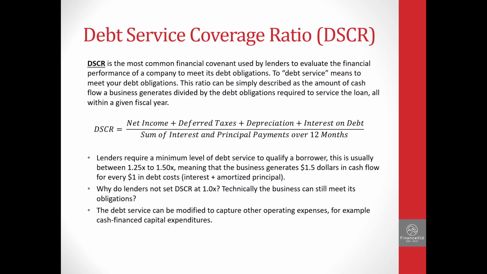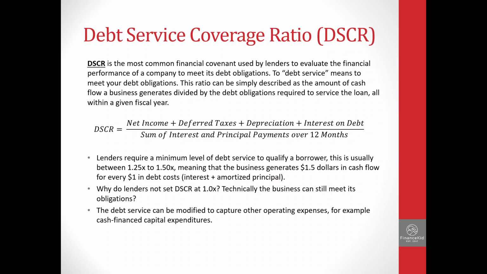Okay? So let's jump into the financial covenant that we were talking about on the last slide, debt service coverage, or DSCR. I use DSCR because that's what all the people in the industry use. DSCR is the most common financial covenant used by lenders to evaluate a company's financial performance in meeting its debt obligations. To debt service means to meet your debt obligations. This ratio can be simply described as the cash flow, the profit that a business generates, divided by the amount of debt obligations required to service the loan within a year.